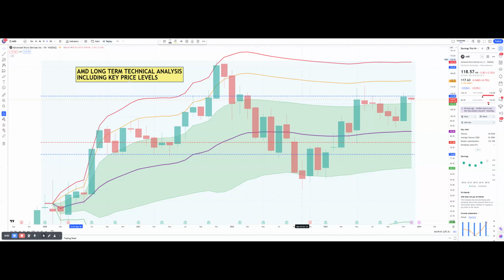Hello, this is looking at AMD stock, a long-term technical analysis, including some key price levels, whereby we start with a volume profile and a VWAP starting from the beginning of this decade, so beginning of 2020. Right now, the price, and this is the monthly chart, so each bar is 1 month, is fighting the resistance of this dotted upper blue line, which is the value area high.